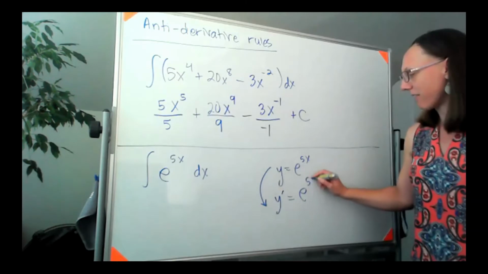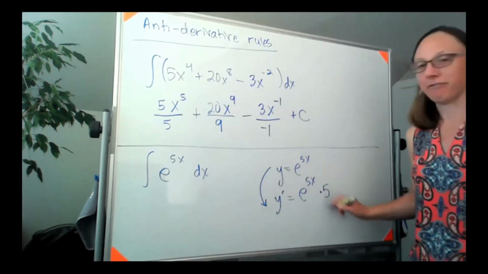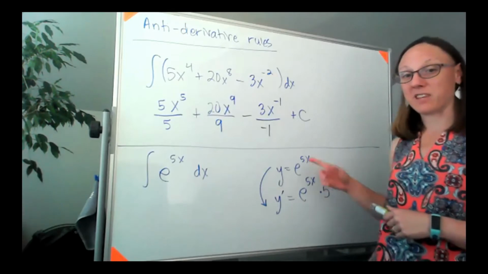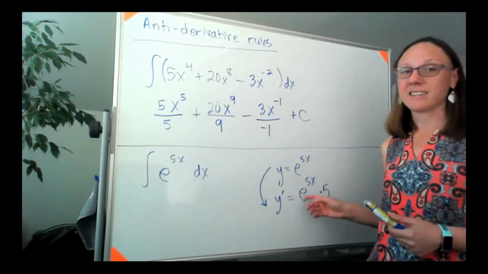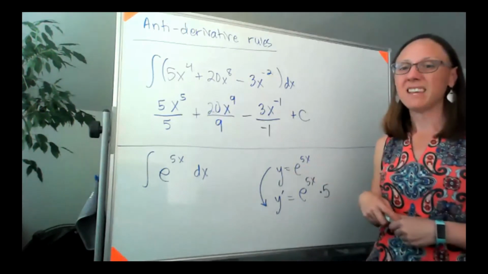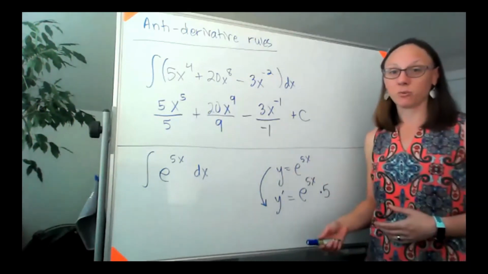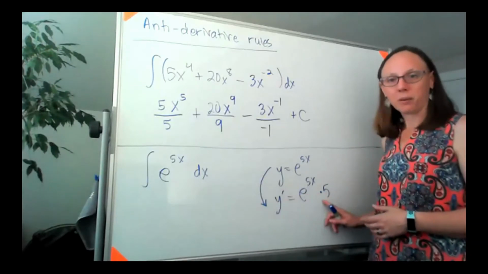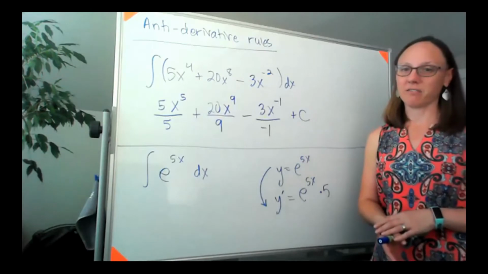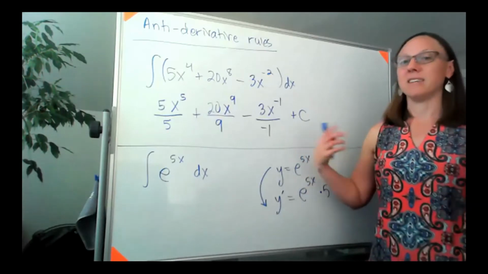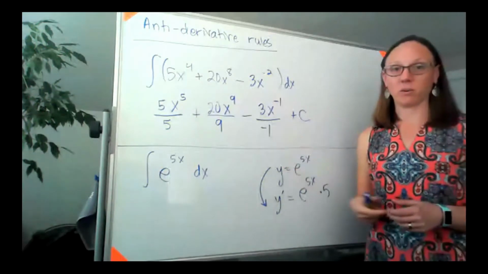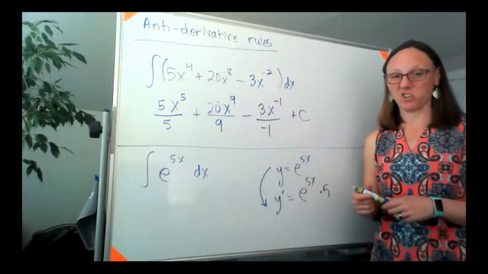This is e to the 5x times 5. Because thinking way back to 17a, that times 5 is coming from our chain rule, because I have to remember to multiply by the derivative of the 5x. So in general, when we're taking derivatives, we end up multiplying by that number because of the chain rule. And when we're taking antiderivatives, we're going to end up dividing by that number because we're kind of going backwards. And the going backwards for multiplication is division.